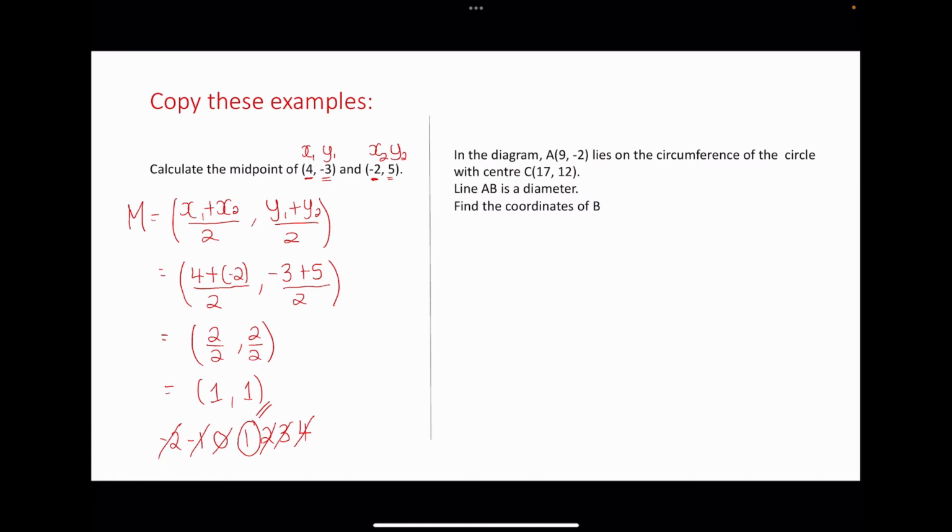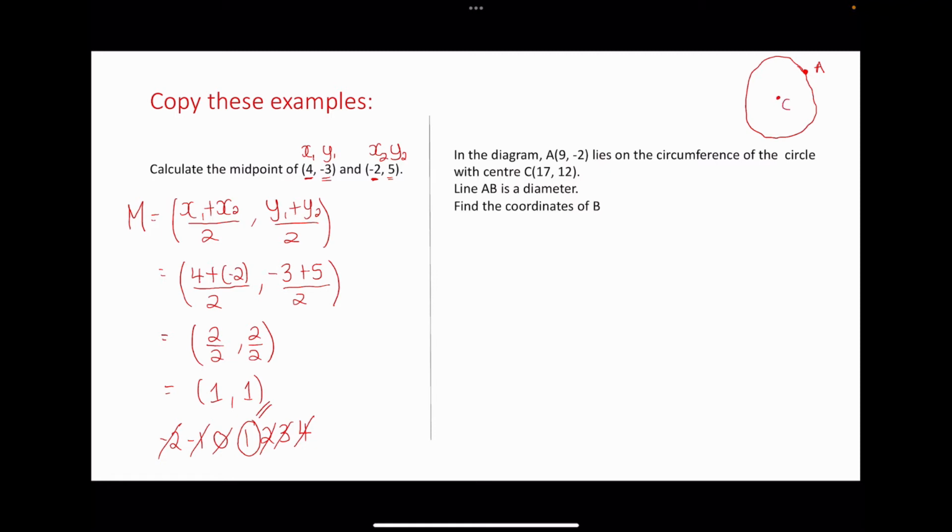In this next example, it's slightly trickier in that we're given something that we have to read and interpret before we use our formula. It's telling us that in the diagram, A lies on the circumference of a circle with centre C. So straight away, I'm going to be drawing out that picture. I've got a circle. I know that A is lying on my circumference, and I know that C is the centre of my circle.